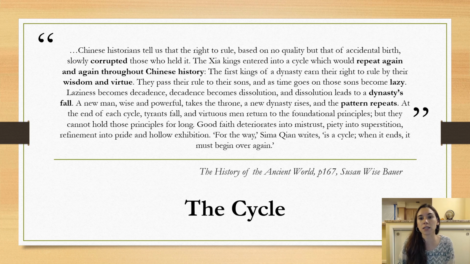The first kings of the dynasty earned their right to rule by their wisdom and virtue. They pass their rule to their sons, and as time goes on, those sons become lazy. Laziness becomes decadence, decadence becomes dissolution, and dissolution leads to a dynasty's fall. A new man, wise and powerful, takes the throne, a new dynasty rises, and the pattern repeats. At the end of each cycle, tyrants fall, and virtuous men return to the foundational principles, but they cannot hold these principles for long. Good faith deteriorates into mistrust, piety into superstition, refinement into pride and hollow exhibition. For the way Sima Qian writes, who is China's historian, is a cycle. When it ends, it must begin over again.